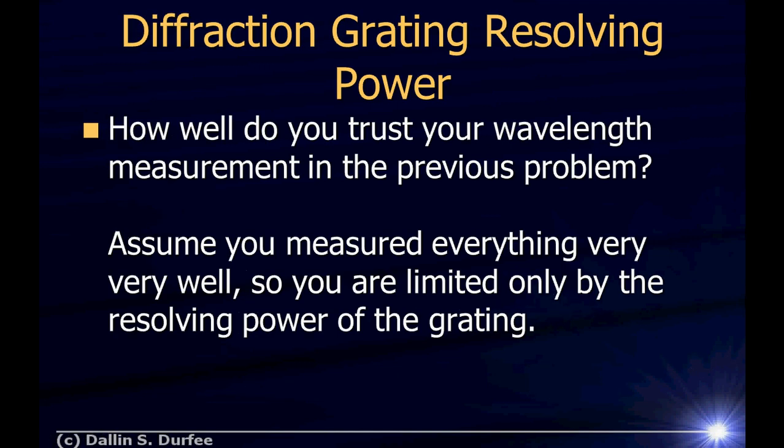Now, how well do you trust your wavelength measurement from the previous problem? Right? We don't make our measurements perfectly, but let's assume that we measure everything very, very well so that we're limited only by the resolving power of the grating. What's the resolving power of a grating? Well, we said when we're measuring wavelength, we define resolving power to be lambda divided by delta lambda, and we said in the video, or in the book, that the resolving power of a diffraction grating is just the number of lines illuminated multiplied by the order that we're using. The order we're using is 1. We just need to know how many lines are illuminated.